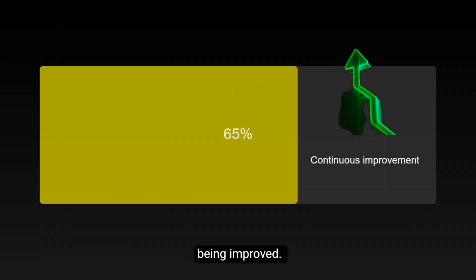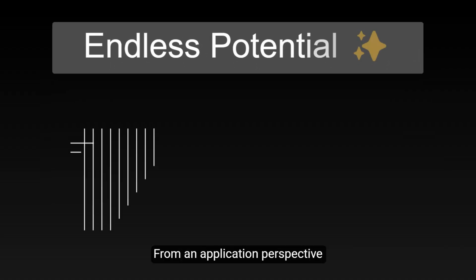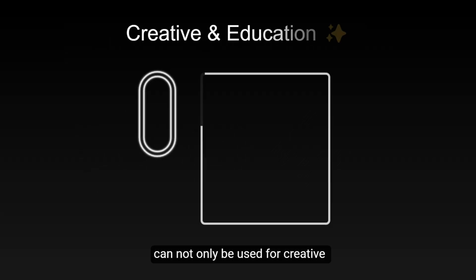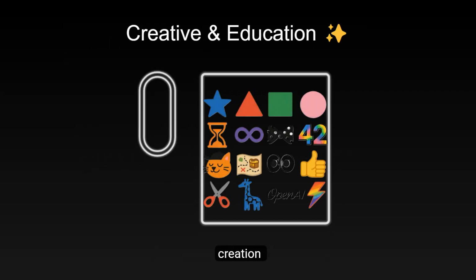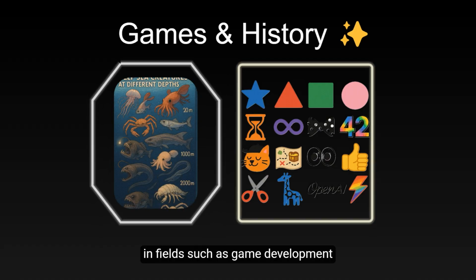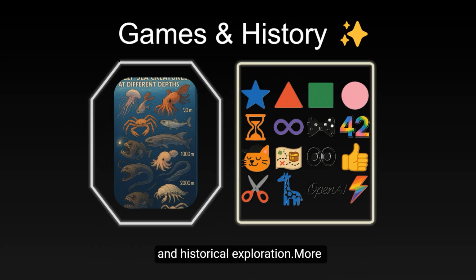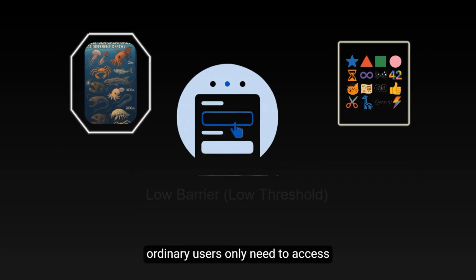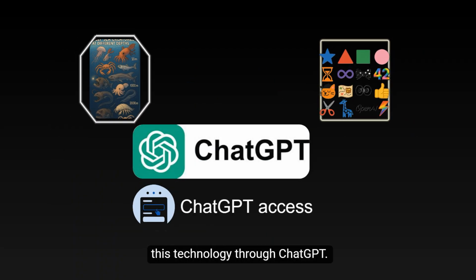From an application perspective, the potential of 4o is enormous. It can not only be used for creative design and educational content creation, but also play an important role in fields such as game development and historical exploration. More importantly, its barrier to entry is very low. Ordinary users only need to access this technology through ChatGPT.